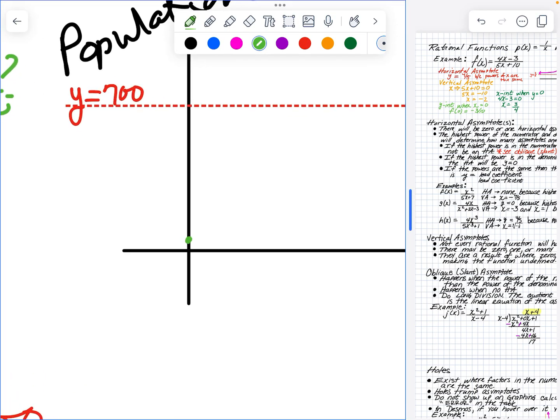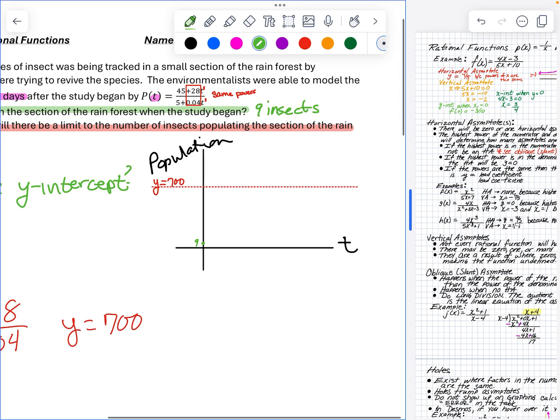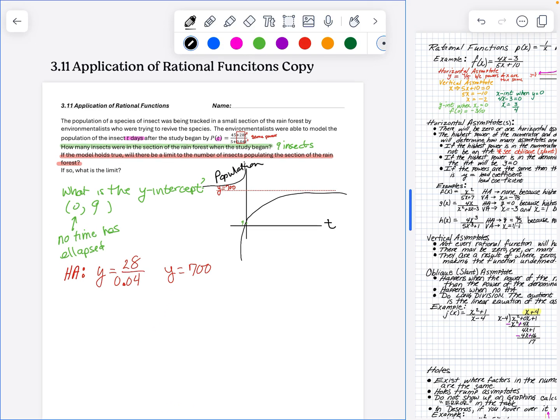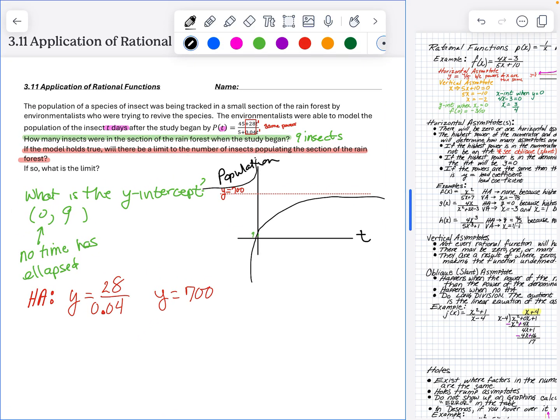This right here is the 9, and the function itself looks like this. And then over here, but this wouldn't matter. So the answer: if the model holds true, will there be a limit? Yes, there will be a limit. And what will the limit be? 700 insects.